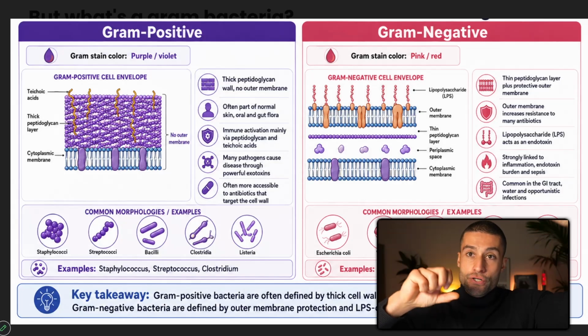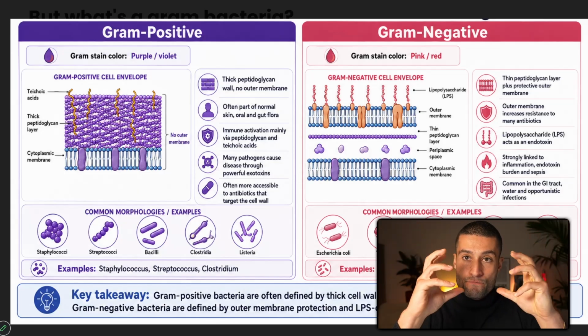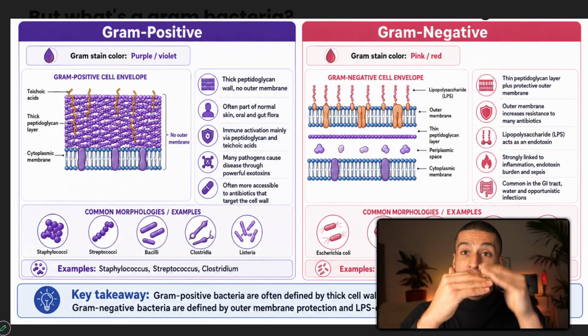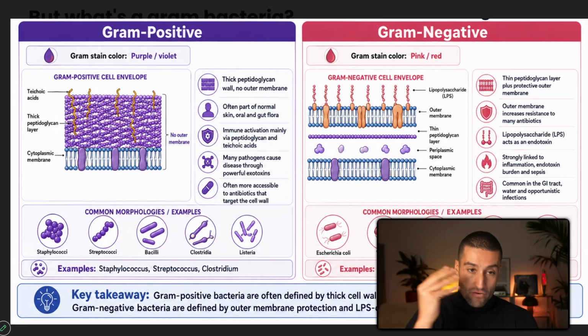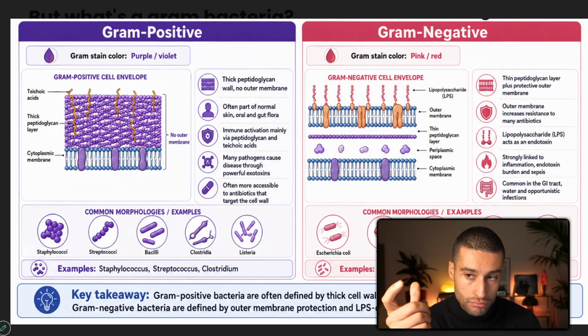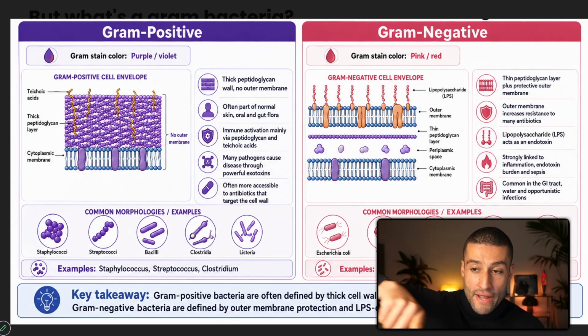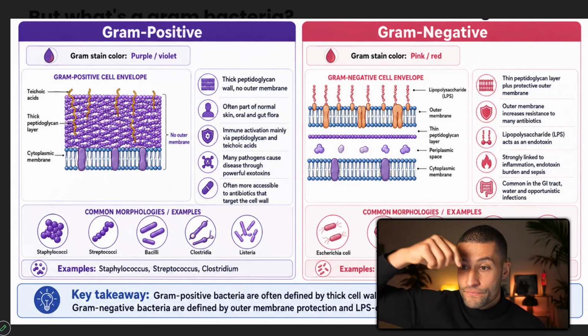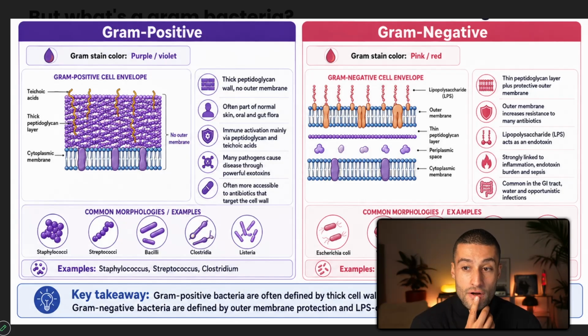Because each, positive or negative, has certain structural differences that influence how you would respond. For example, gram-positive has a thick peptidoglycan wall, no outer membrane. Gram-negative has a thin peptidoglycan wall, but the outer membrane has a protective layer on it, often made up partly of lipopolysaccharides. So gram-negative bacteria can be particularly susceptible to certain types of treatment, antibiotics, antimicrobials.